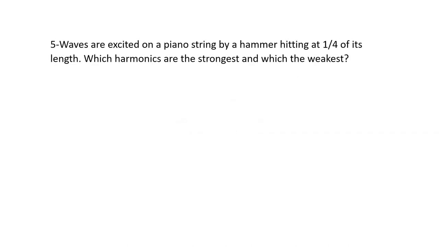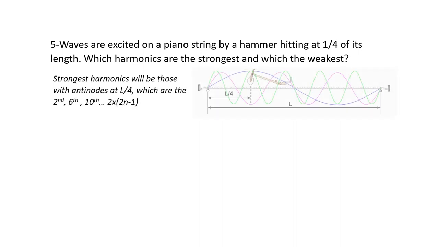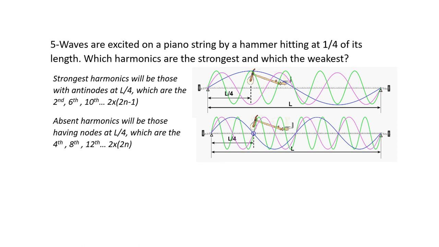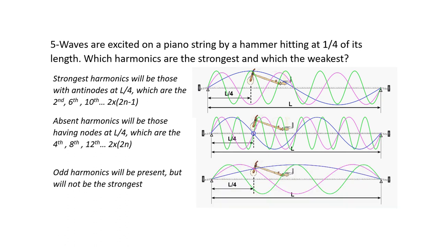Problem number 5. Waves are excited on a piano string by a hammer hitting at 1/4 of its length. Which harmonics are the strongest and which the weakest? Here's the answer. The strongest harmonics will be those with antinodes at 1/4 of its length, which are the 2nd, the 6th, the 10th, and so on. Absent harmonics will be those having nodes at 1/4 of its length, which are the 4th, the 8th, the 12th, and so on. Other harmonics will be present too, but will not be the strongest.